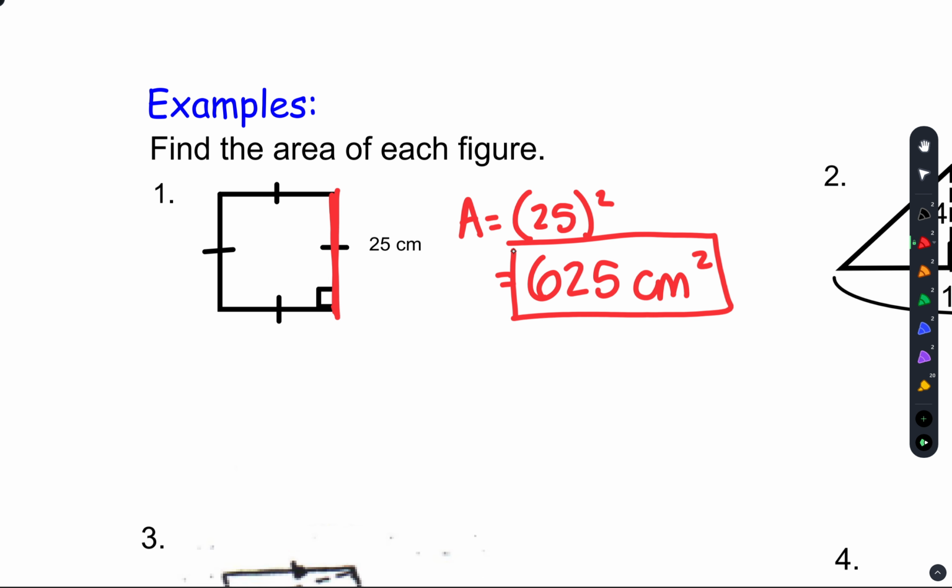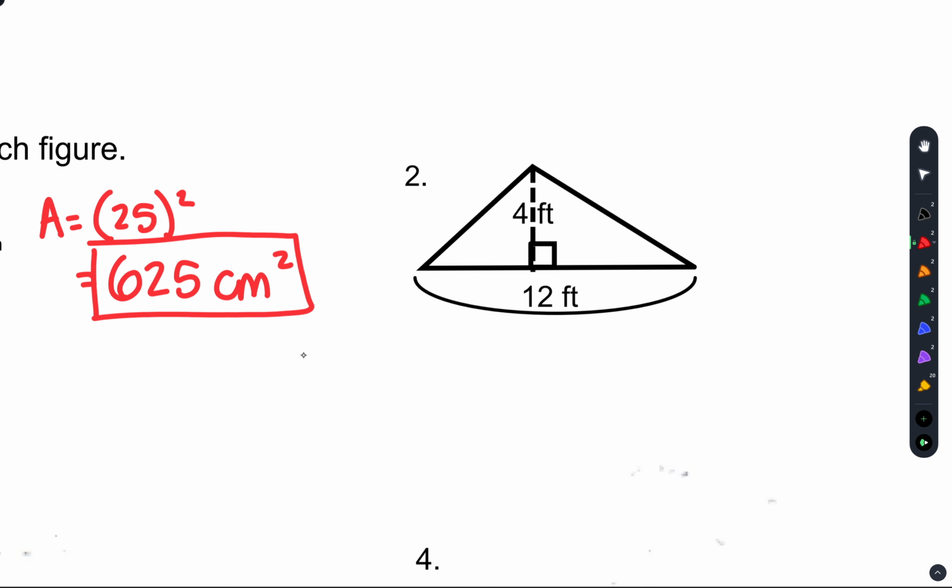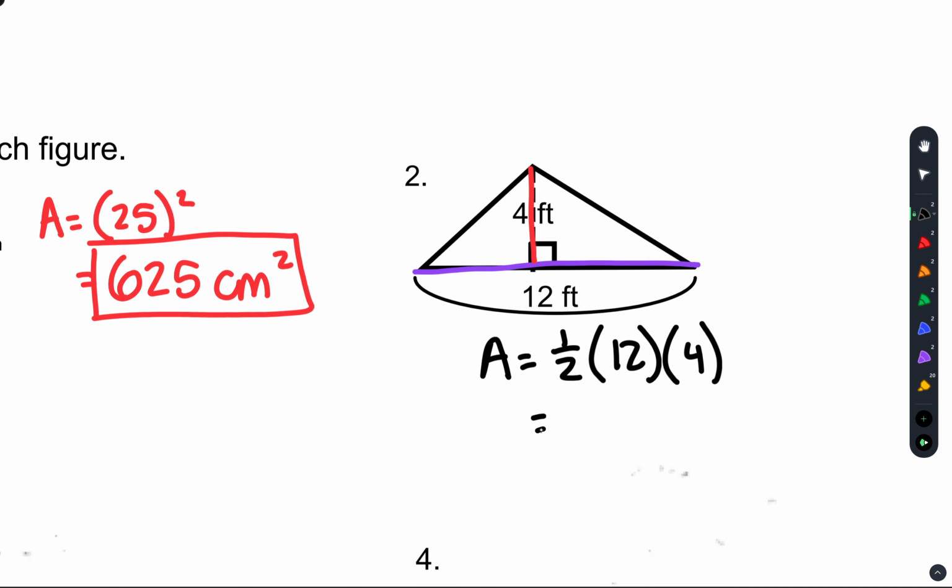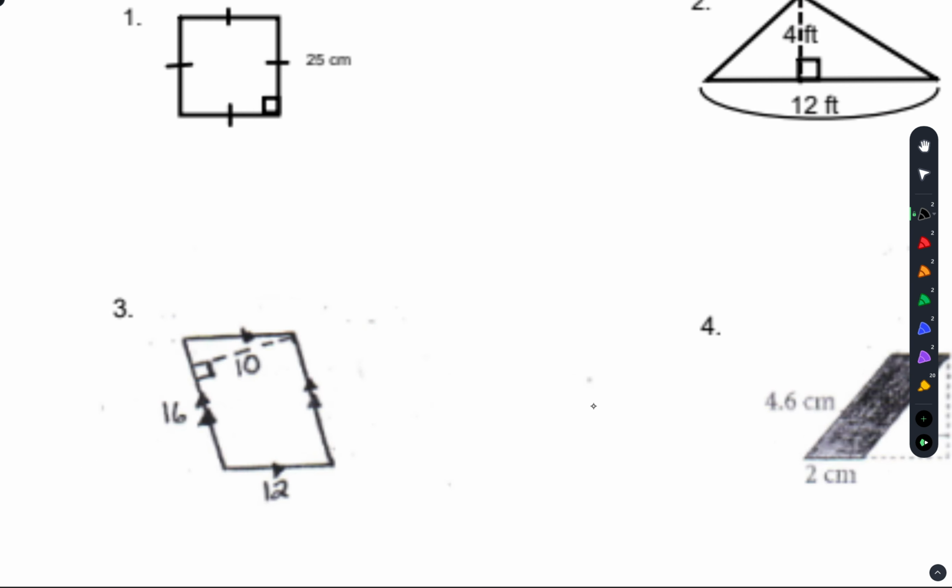Next one, number 2 is a triangle. Clearly, I'm going to do 1/2 base times height. My base here is 12. My height here is 4. So my formula is area equals 1/2 base times height. 12 times 4 is 48. 1/2 of that is 24. And I have feet squared. Let me know if I'm going too fast on these easy ones, but I think we can just keep breezing through.